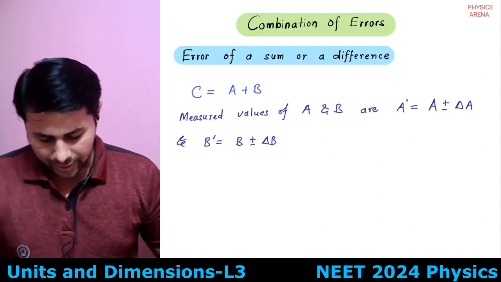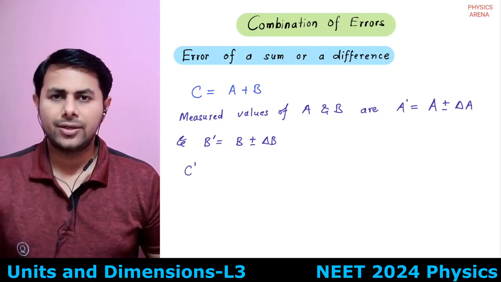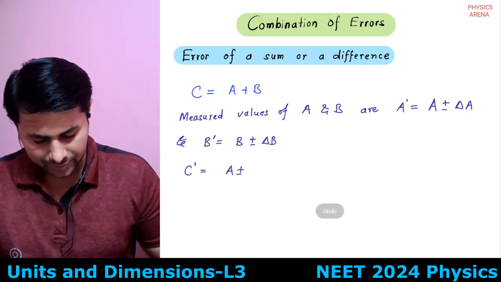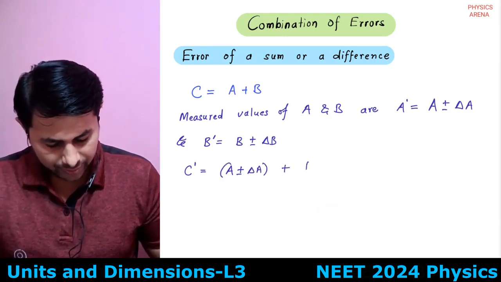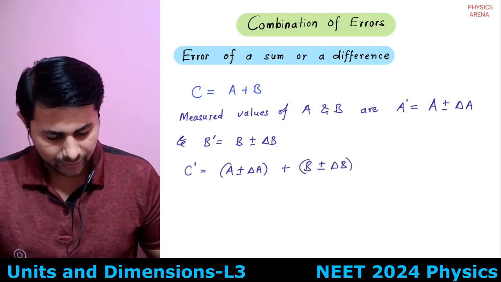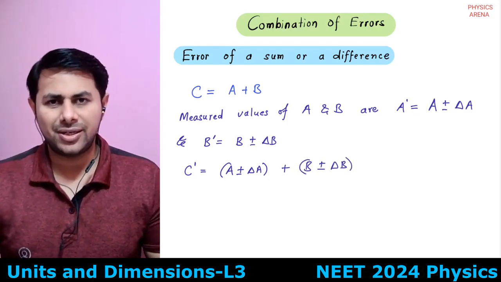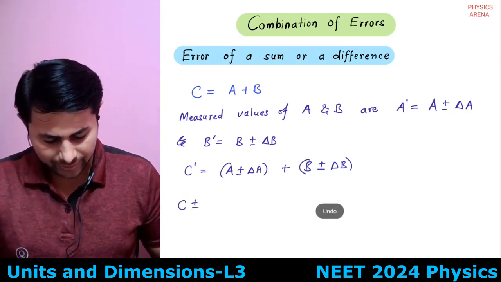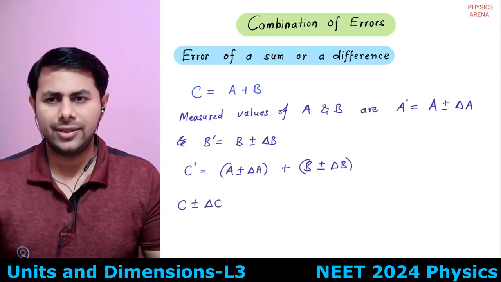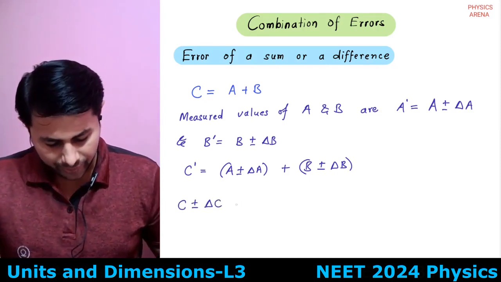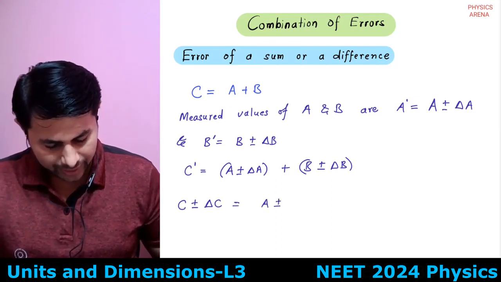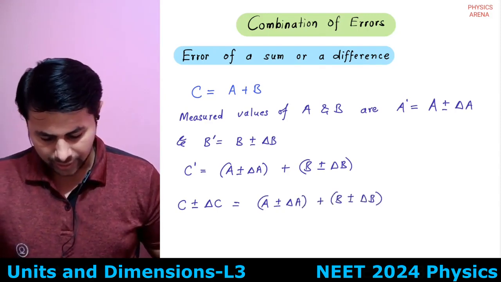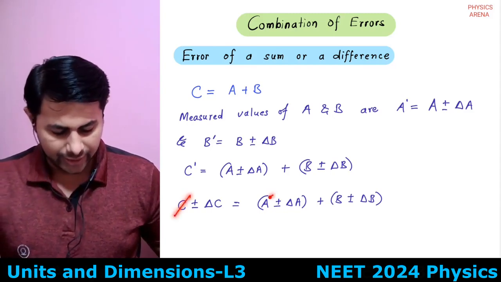So then what will be the measured value of C? It is C prime is equal to A plus minus delta A plus B plus minus delta B, right? And this measured value of C can be written as C plus minus delta C. Okay, it will be the true value, which is C, plus minus the error in C. And this error in C, we have to find out. Okay, so this is equal to A plus minus delta A plus B plus minus delta B. So now this C will get cancelled out with A plus B.